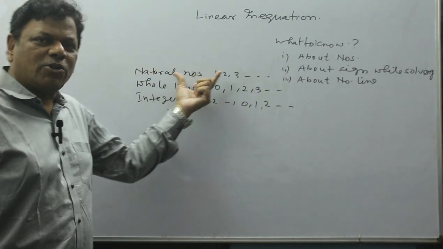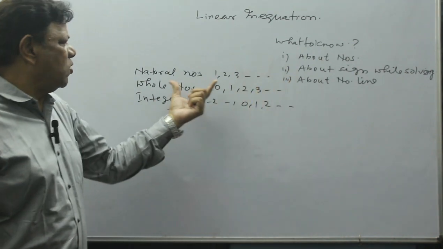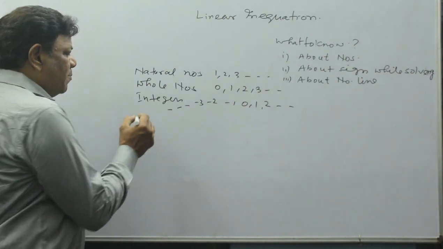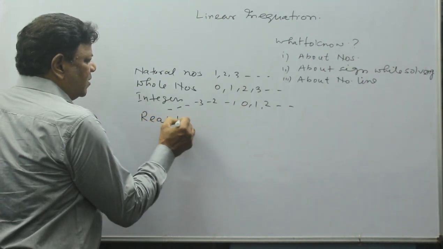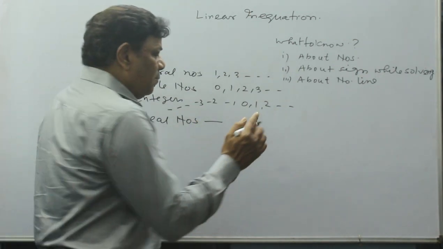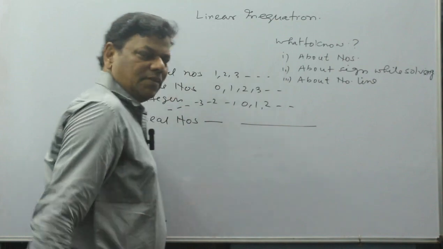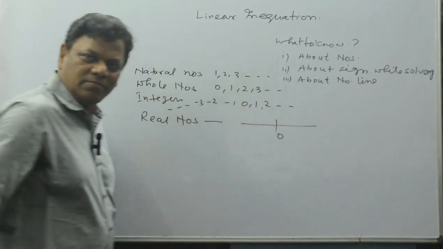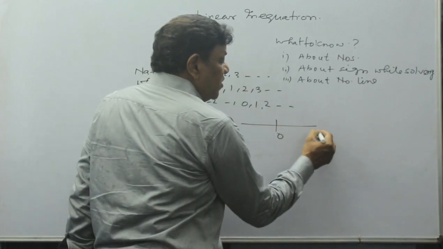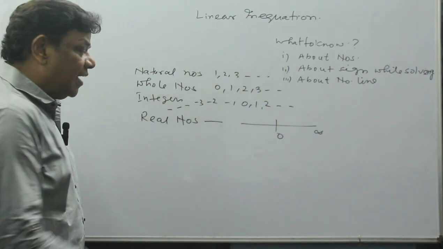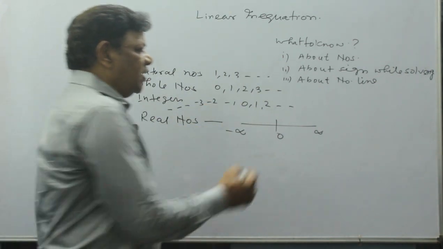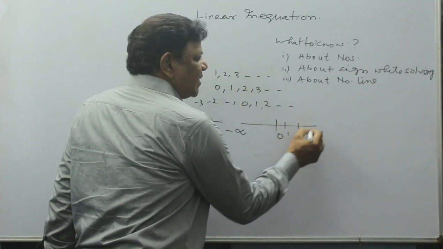So we have understood about the natural number, the whole number, and the integer. Then we should come to real number. Real number means all the numbers are there. If I draw a straight line, let this be 0. At the end on that side, what is there? Infinity, that is positive infinity. And on this side, what is there? Negative infinity. Understand? Here is 0, then 1, 2, like that it will go.